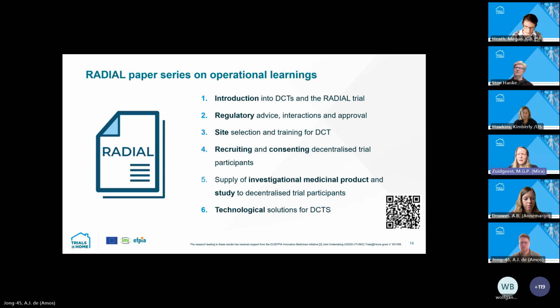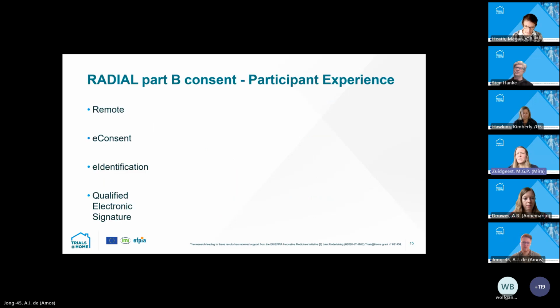So moving to the next slide, looking into consent for part B. So remember, it's a small group, but in that group we did do remote e-consent with e-identification, which in the end led to a qualified electronic signature. And I realize I don't have to control, so I have to say next quite a bit here. But how did we do that?